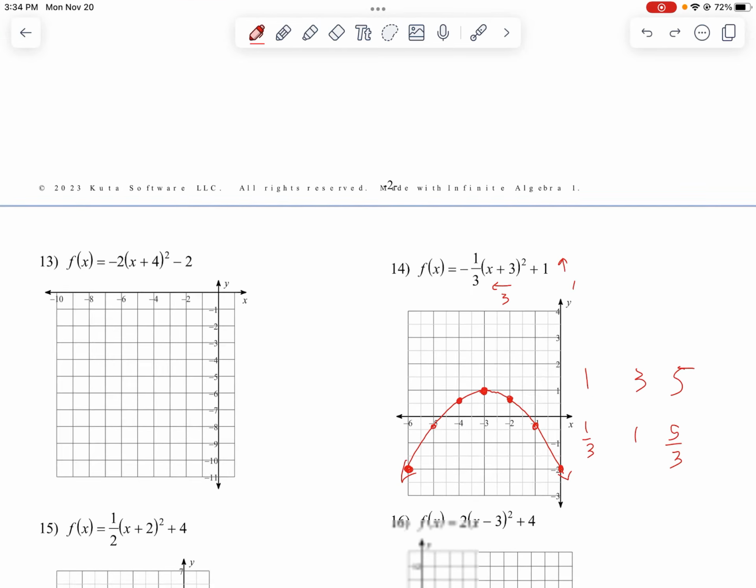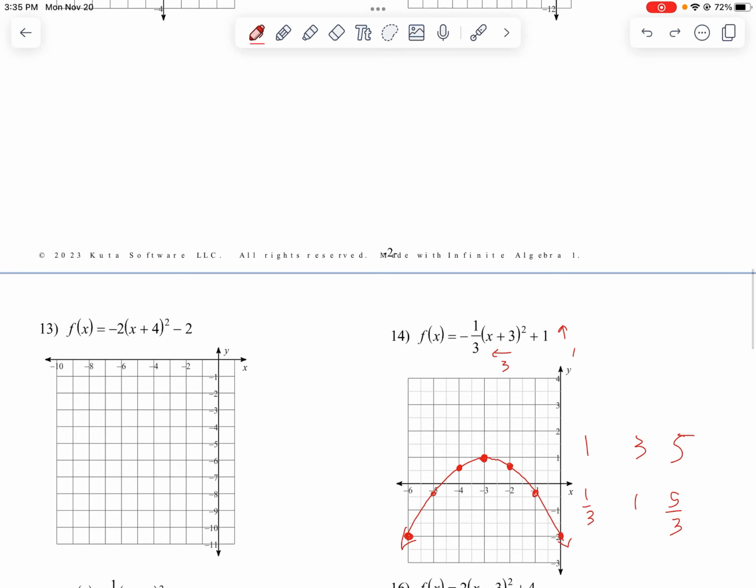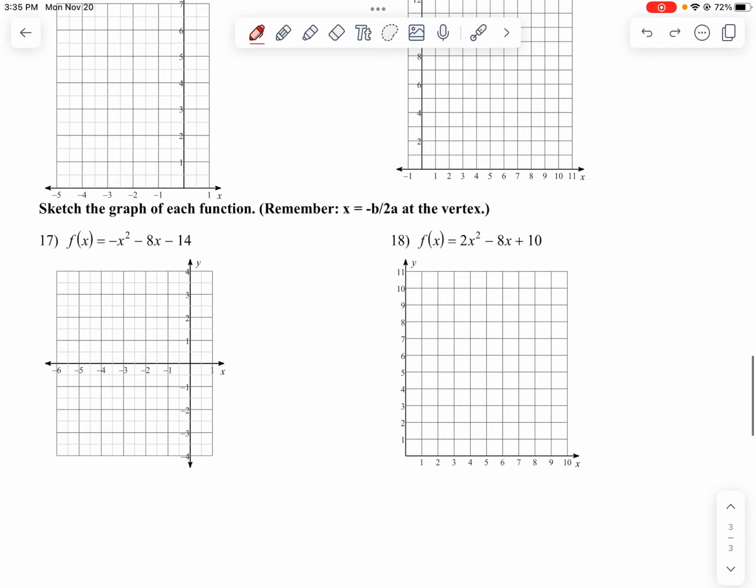So hopefully that gives you a feel of what's going on with the graphs. Go ahead and graph the other ones. If you want, you can check your answers by putting it into Desmos or another graphing calculator and just make sure you're getting them right that way. Or you can be checking with the solutions. But get used to looking at the different transformations and getting it graphed. I'm going to leave these ones to you.